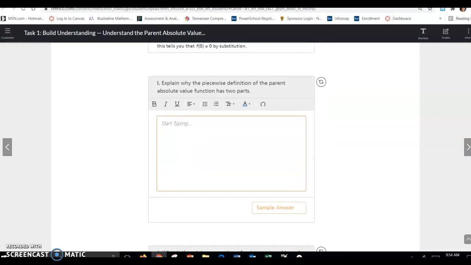All right, explain why the piecewise definition of the parent absolute value function has two parts. It's going to have two parts because you've got two different lines. You've got f of x equals -x, which has a negative slope, and then you've got f of x equals x, which has a positive slope, and together they meet at the vertex. So it does form a piecewise function.